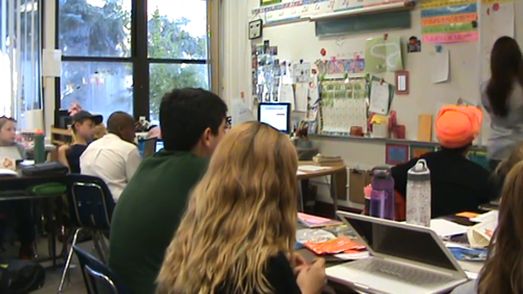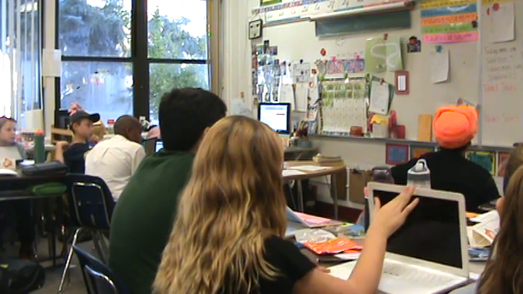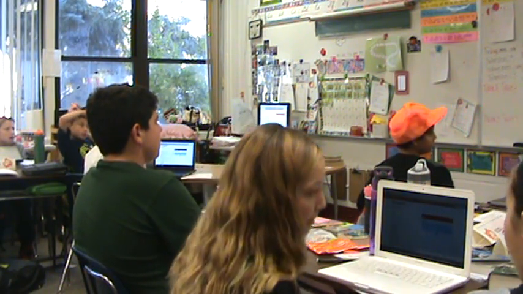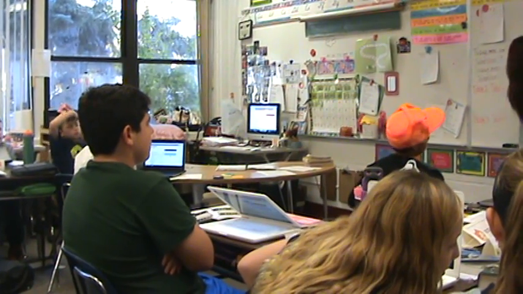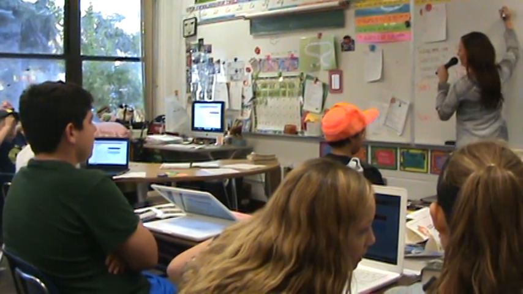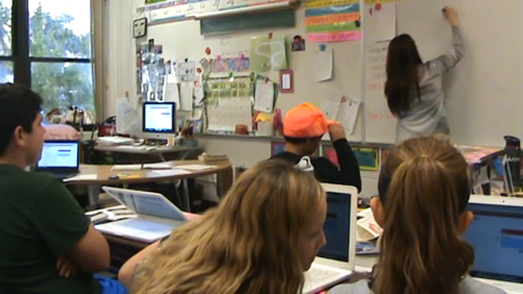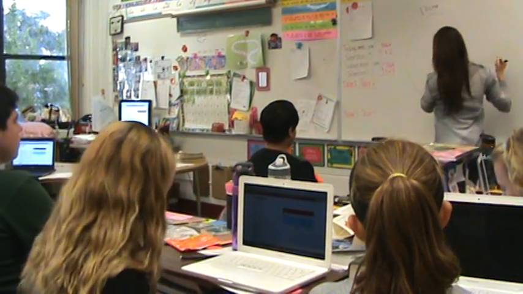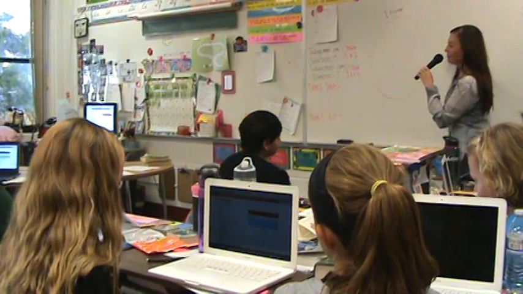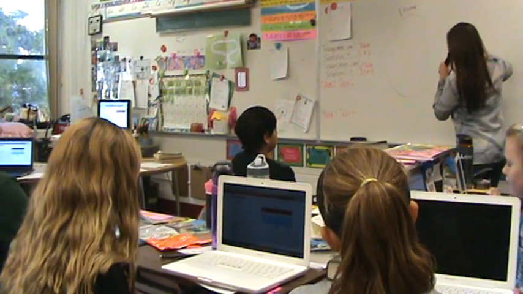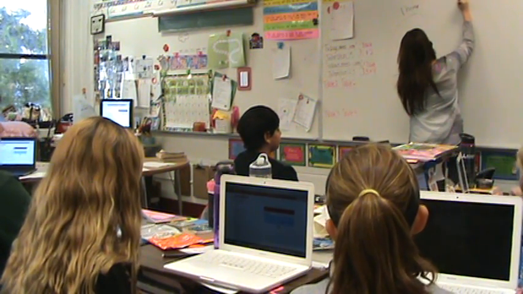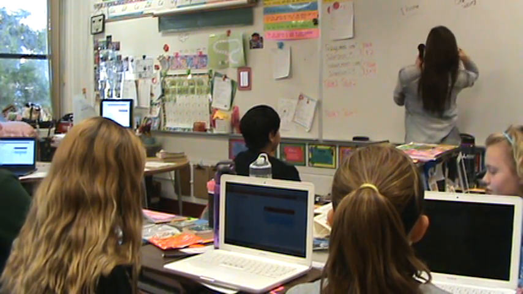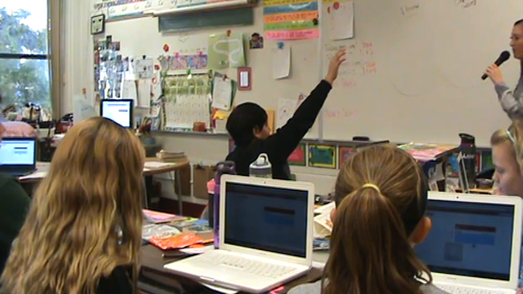Okay, so now we're just going to do a Venn diagram. This one we're just going to write what we found out about the theme. And then what is one word that comes to mind when you think of Esperanza Rising? So what are some things that we found out about theme?